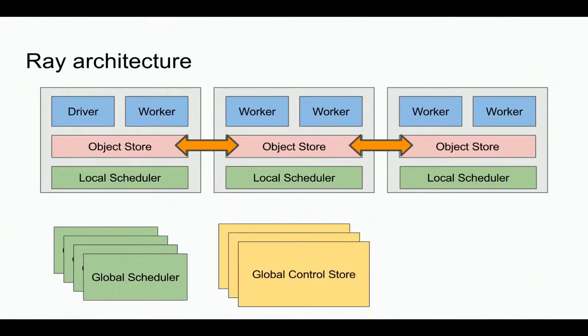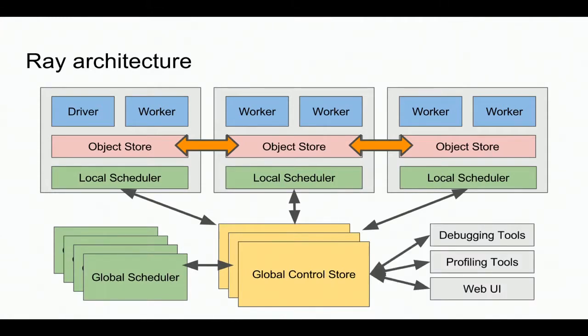Another important feature of the system is the global control store. This is used to store all the control state of the system, which allows us to have a stateless design where most of the parts of the system are stateless. This is very nice for achieving fault tolerance. It's also used as a message bus to communicate between all the processes. And because all the control state is stored in a central location, it makes it much easier to debug the system and to develop tools for debugging, profiling, or also for our web UI.